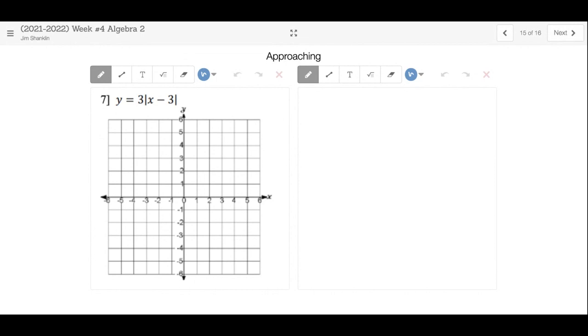Assessment 4B. Remember, all of the A assessments will be workout, and the B assessments are always multiple choice. So I don't ever go through the multiple choice problems because they're very similar to the practice problems. So in this problem, what is the graph going to look like? Okay, I've got y is equal to 3 times the absolute value of x minus 3. What should that look like?